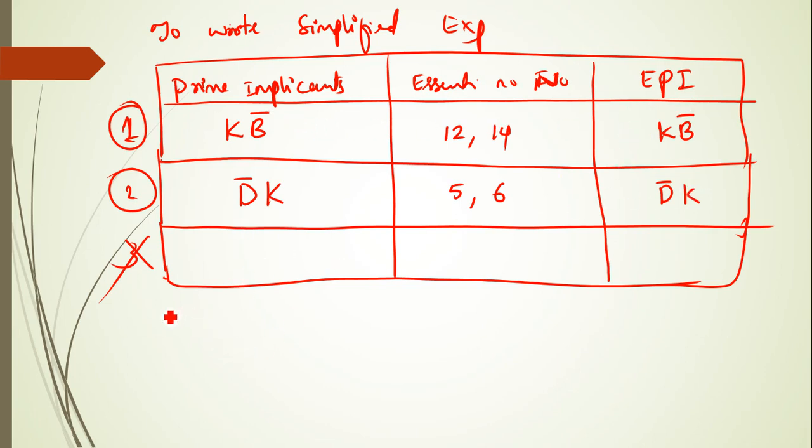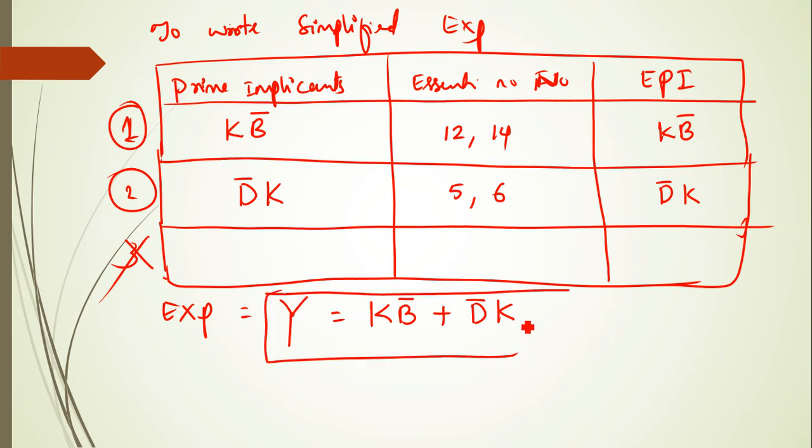Now to write the expression, it is always treated as Y. Take both, that is group 1 and group 2. Group 1 is KB bar and group 2 what we have got is D bar and K. Take the prime implicants. So this is what your expression is.